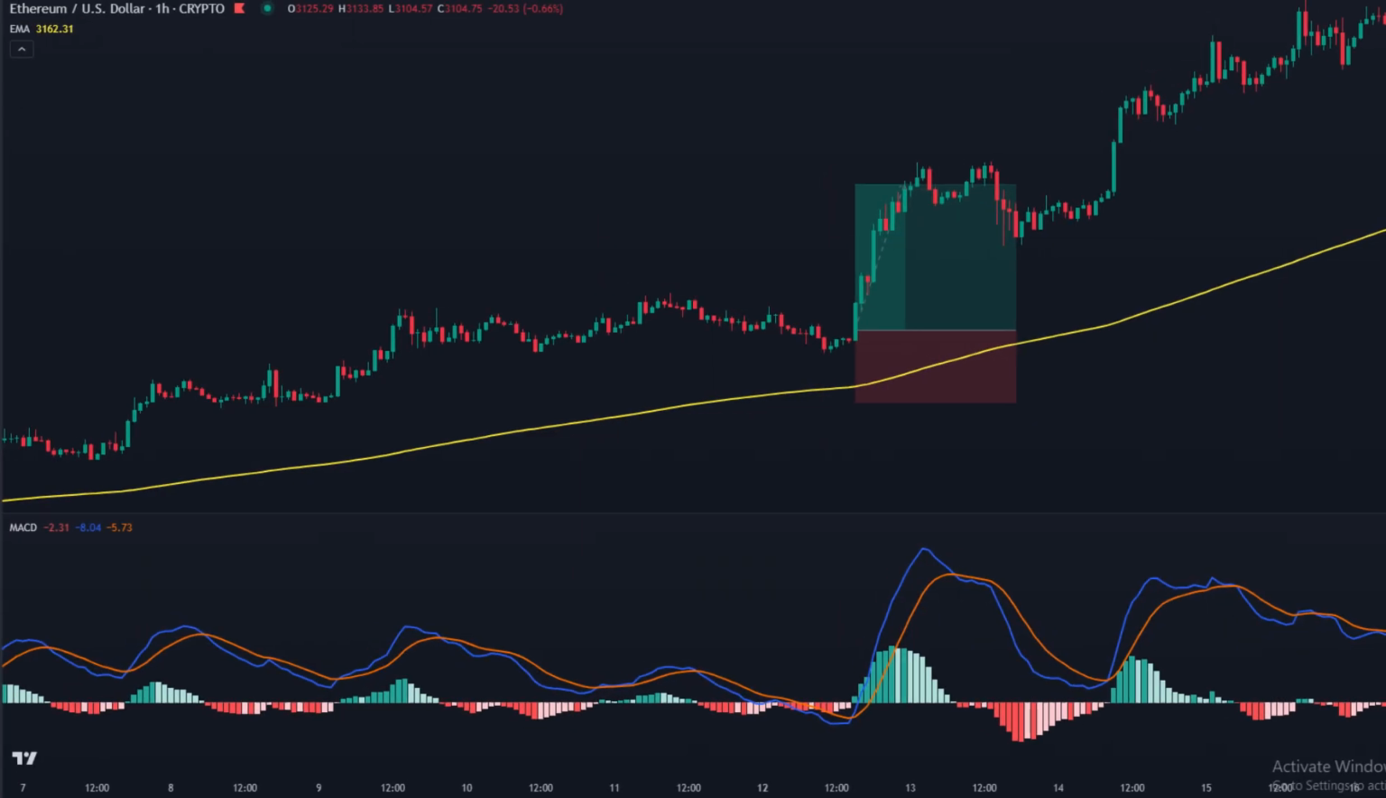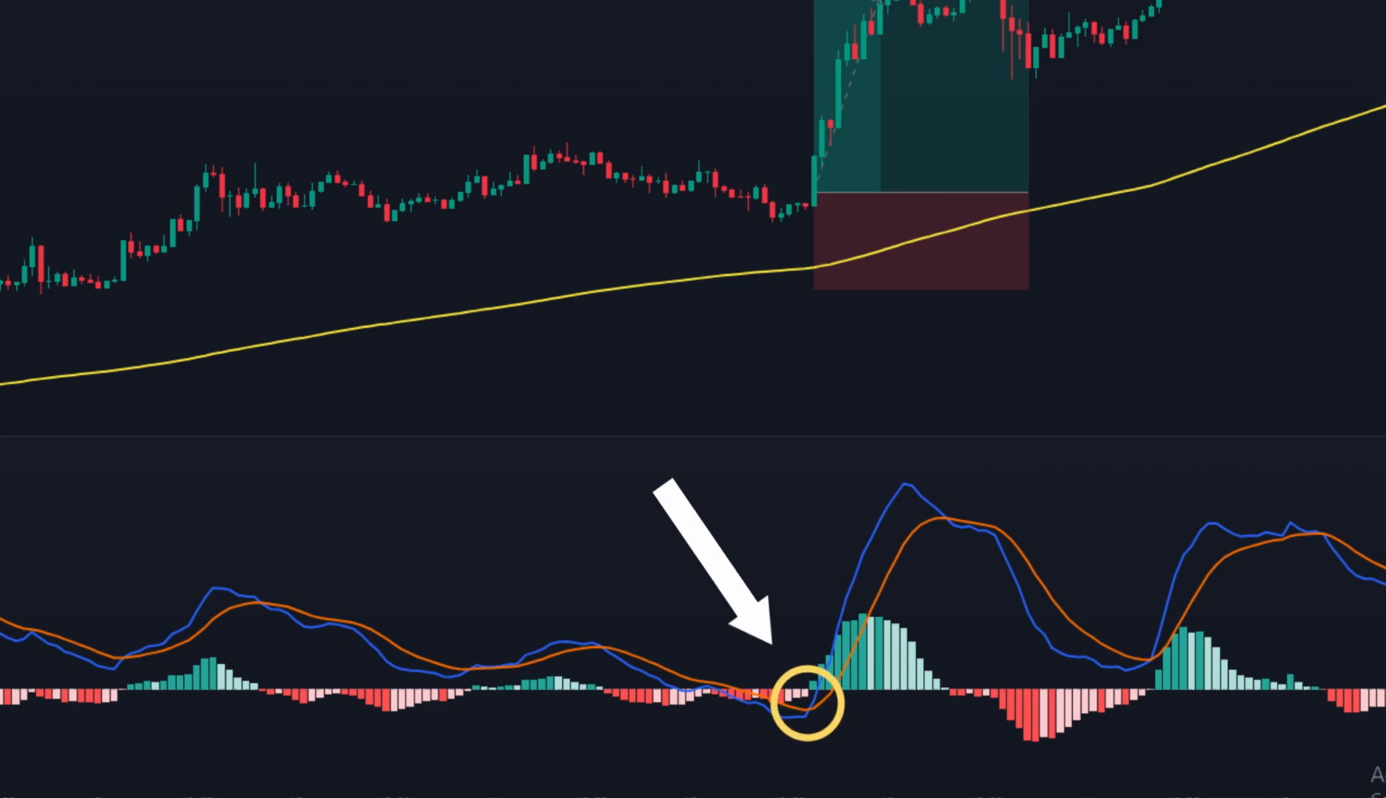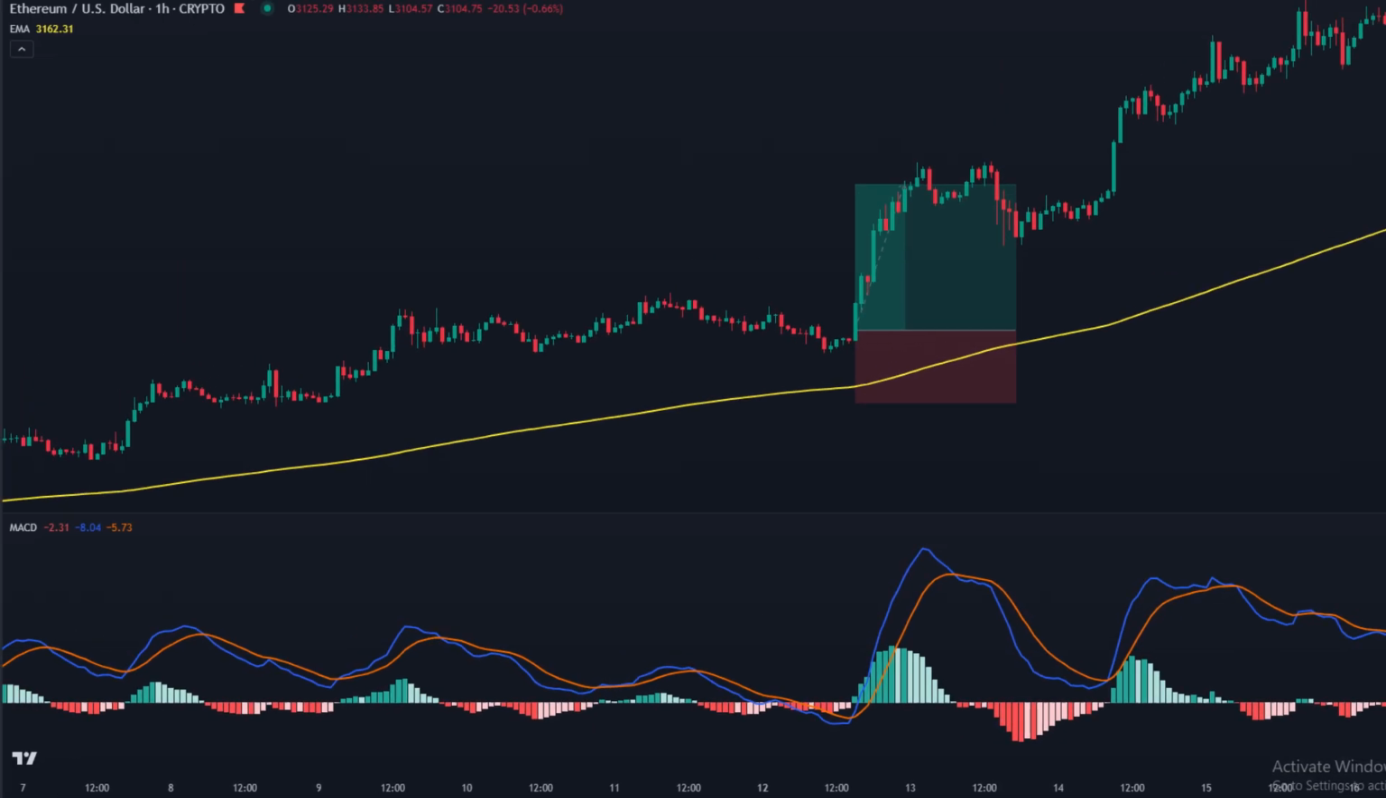Make sure the price is below the 200-day moving average and the MACD lines are crossing downward above the zero line. So, as an example, we would enter a long trade right here, because the MACD lines are crossing upward below the zero line, and the current price is above the 200-day moving average.